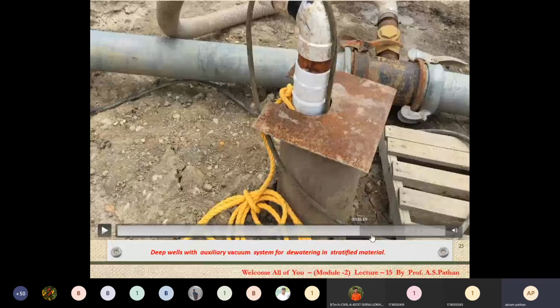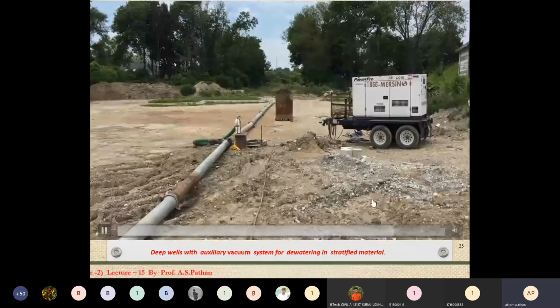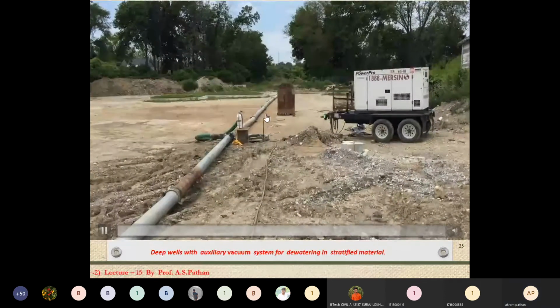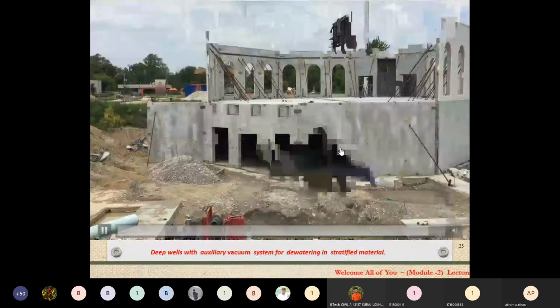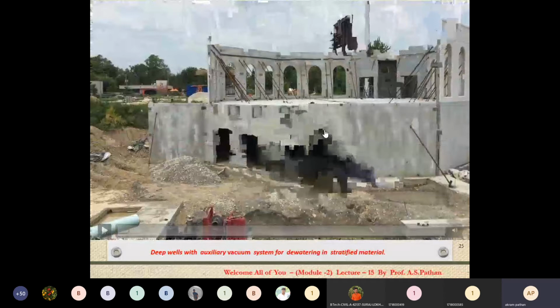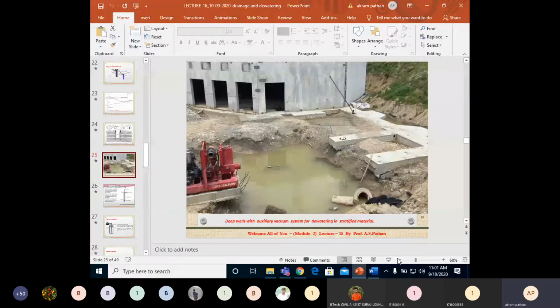Such systems of dewatering you can see here. This is the system by which we can extract the groundwater. So ultimately this area will be dry in the case of deep well systems. Okay.